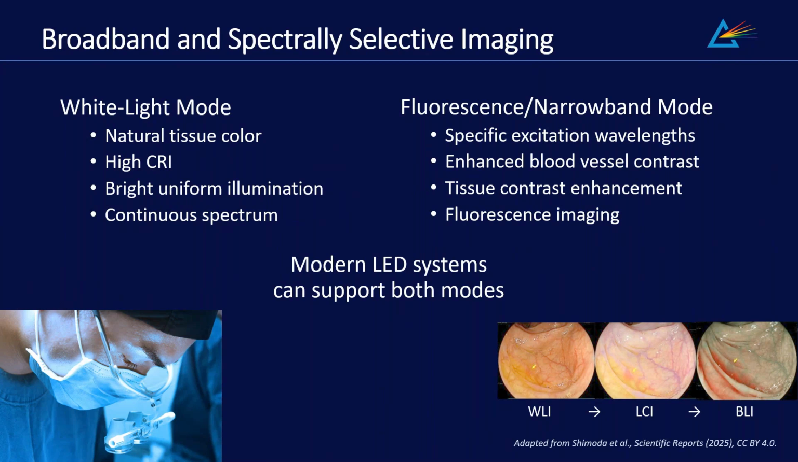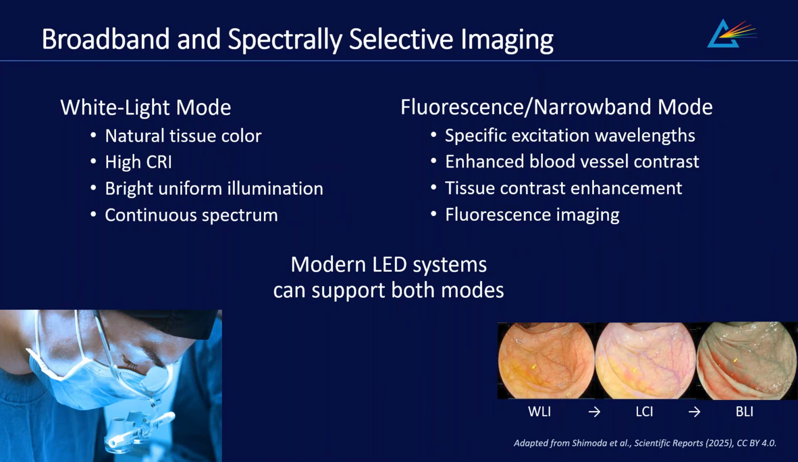In applications like endoscopy and colonoscopy, physicians need high CRI white light for natural tissue visualization, but they may also need narrowband wavelengths for fluorescence imaging, hemoglobin contrast enhancement, or molecular diagnostics. Historically, these functions often required separate light sources or mechanical filtering systems. However, modern multi-channel LED architectures now allow these modes to be combined within a single electronically controlled illumination platform.